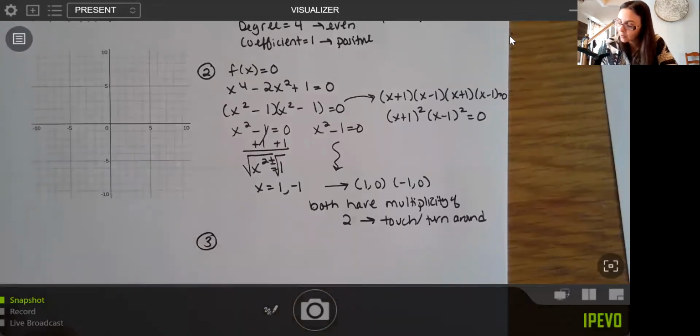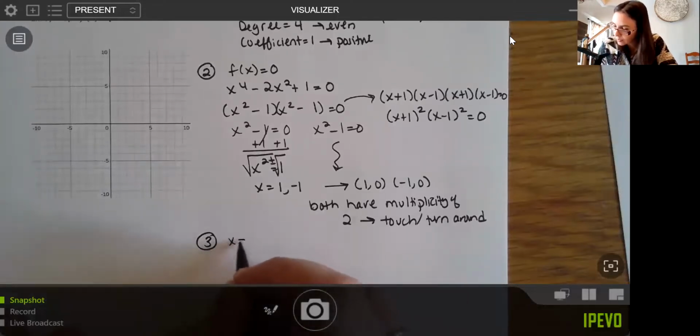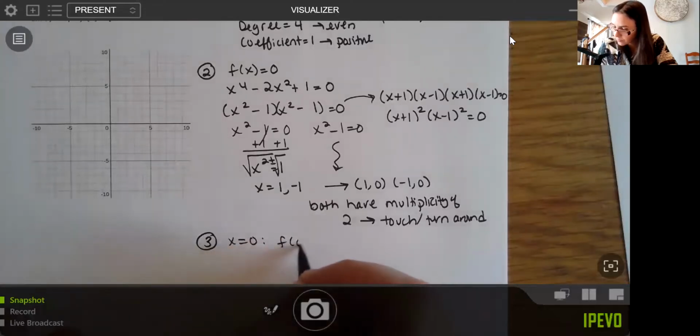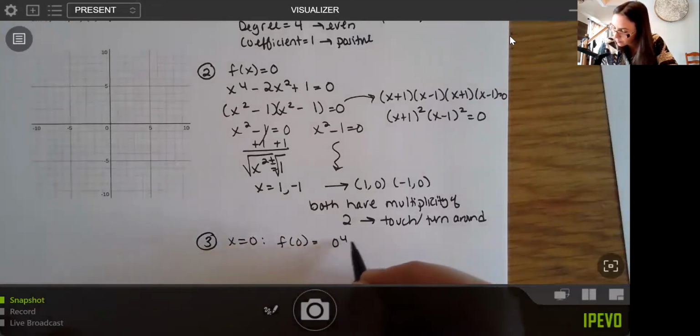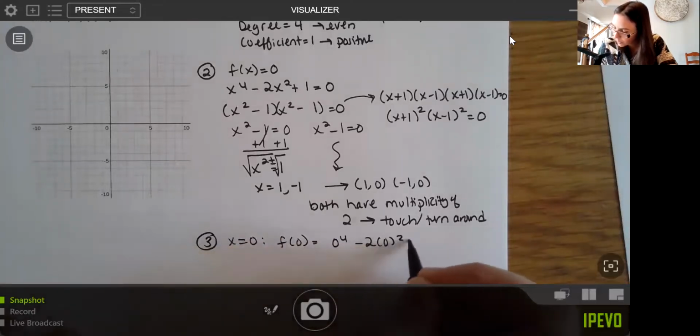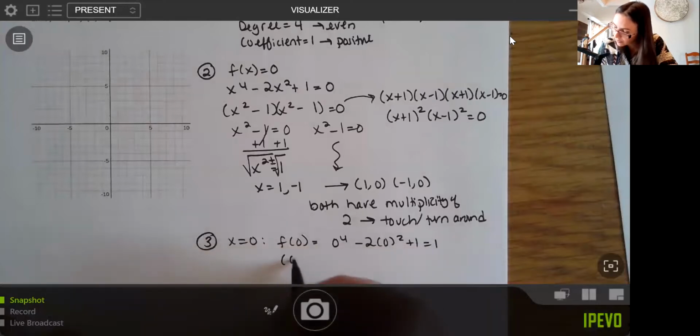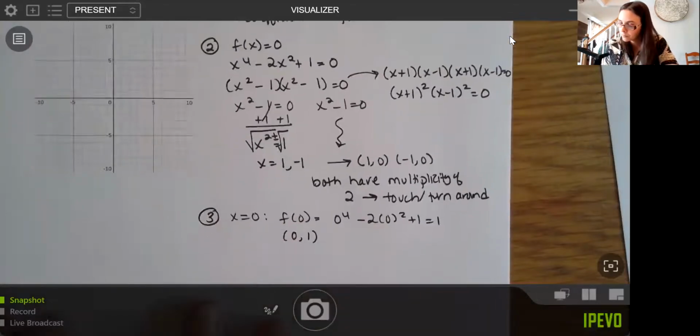Next, I'd like to find my y-intercept. So you can plug in x equals 0 here. And you get 1. So I have another key point there that I can use.